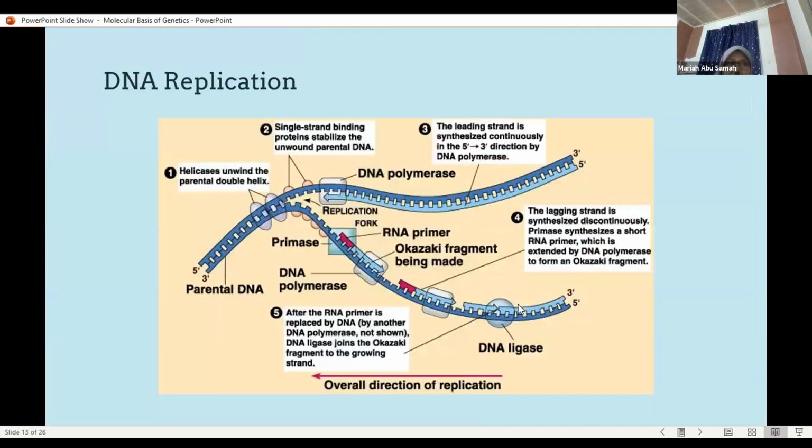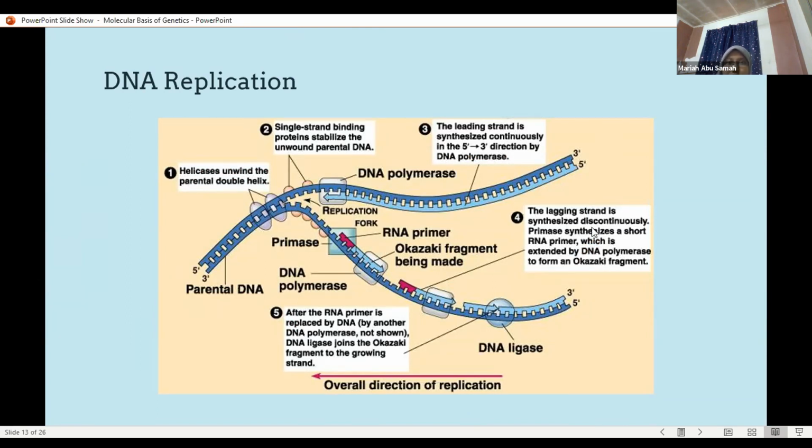So, these are the steps for DNA replication. First, helicases will unwind the parental double helix. Then, single-strand binding proteins will stabilize the unwound parental DNA. The leading strand is synthesized continuously in the 5' to 3' direction by DNA polymerase.